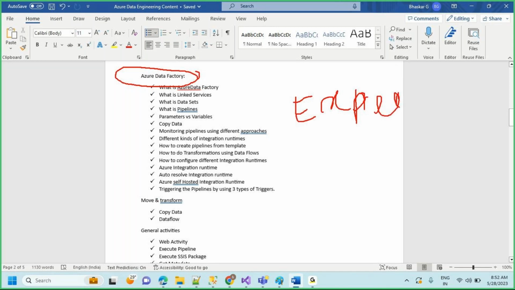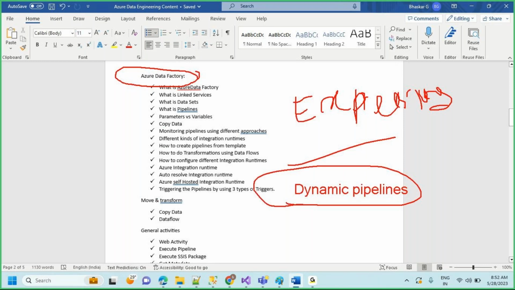Dynamic pipelines are also very important. Doing things dynamically is not possible in Databricks, whereas in Data Factory we can create dynamic pipelines. That is very important. It is not listed in the content, but I'm going to take you through these dynamic pipelines, which we implemented in my previous project at my previous company, and how it works.